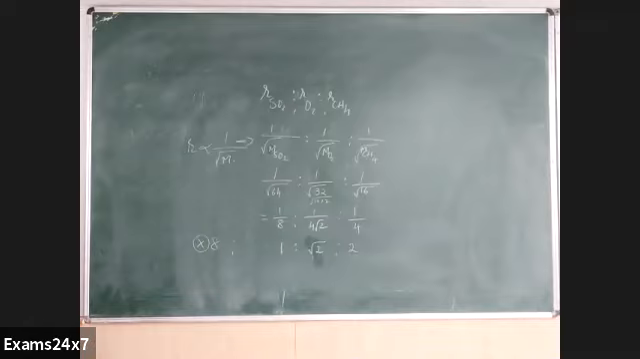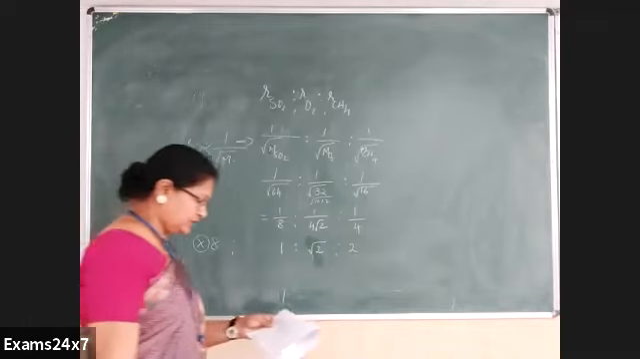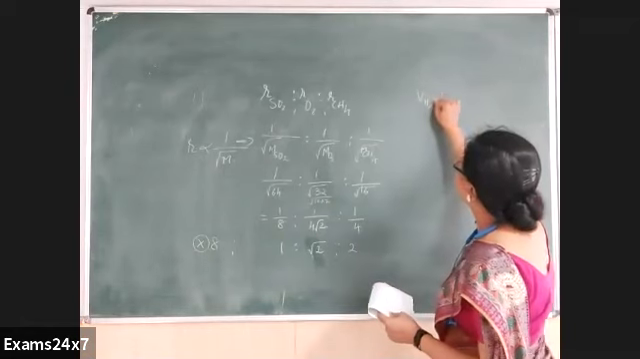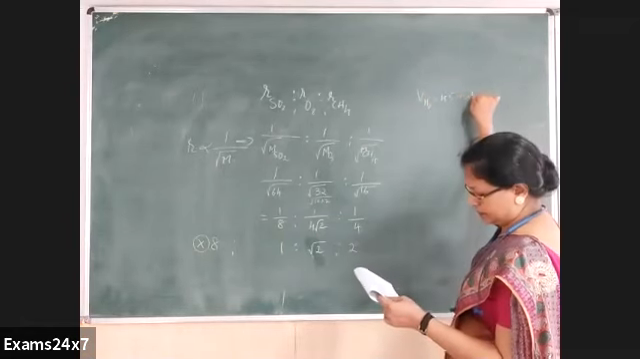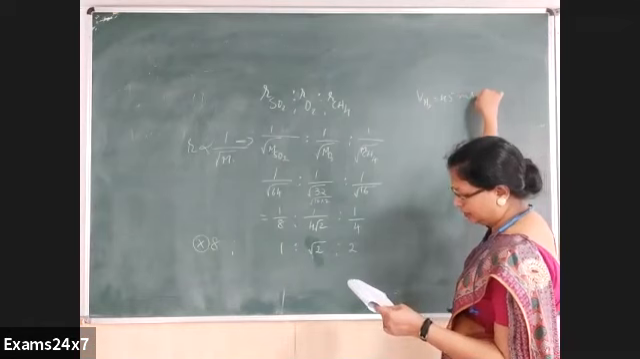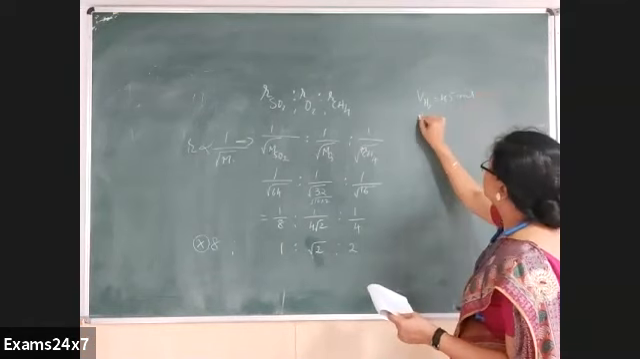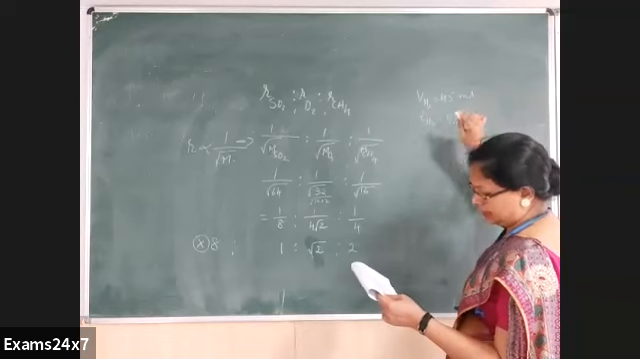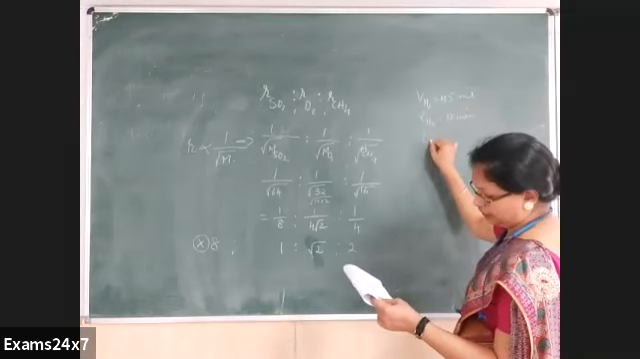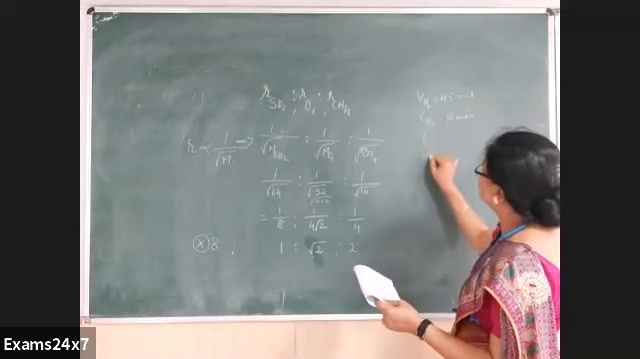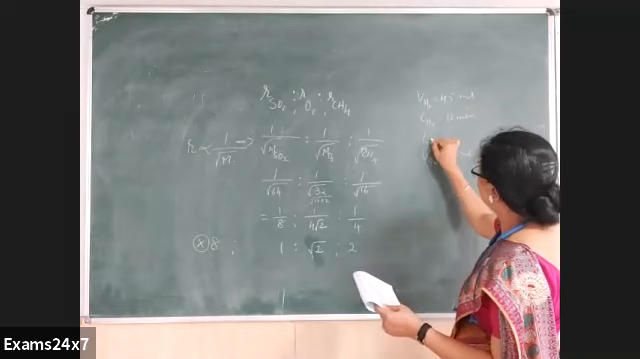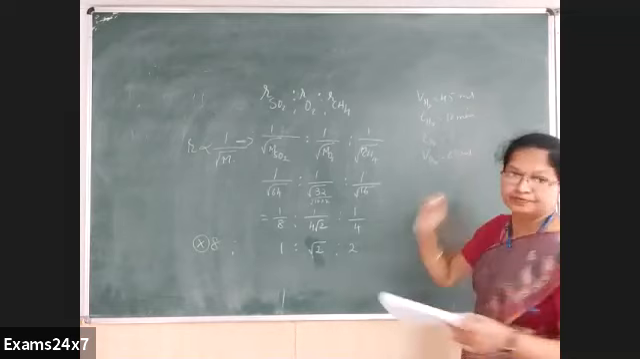Next. 45 ml of hydrogen gas diffuses through a small hole from a vessel in 18 minutes. Volume of hydrogen is 45 ml, time for hydrogen is 18 minutes. The time needed for 60 ml of oxygen. Volume of oxygen is 60 ml. Time of oxygen, how much?